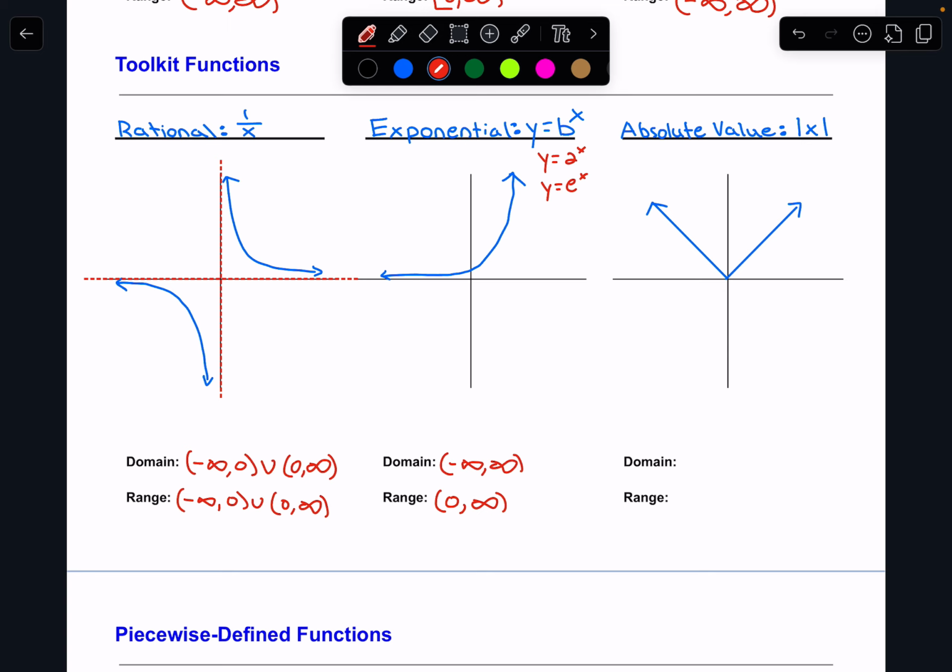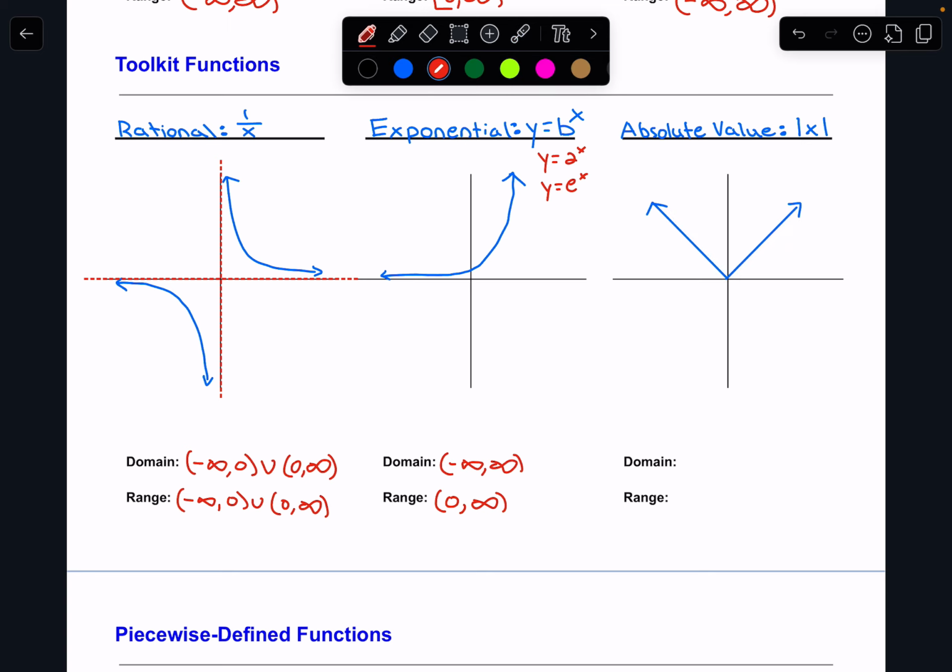Okay, and then our last toolkit function is the absolute value function, denoted by these vertical bars around the x. Okay, so this is the absolute value of x, is how we say that. And you need to know that this is a V shape. So it almost looks like a quadratic where it's a U shape, but an absolute value is a rigid V, where you get this point at the bottom at 0, 0.